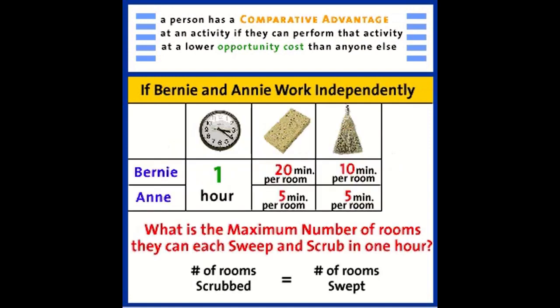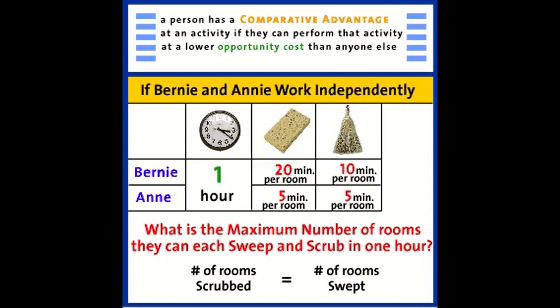Bernie can sweep 2 rooms, and that takes him 2 times 10 minutes each for a total of 20 minutes worth of sweeping. That leaves him 40 minutes for scrubbing, and since it takes him 20 minutes to scrub a room, 40 minutes divided by 20 means that he has time left to scrub the 2 rooms. So if Bernie works by himself, then he is able to sweep and scrub 2 rooms each. So it looks like that point would be right here on the diagram.